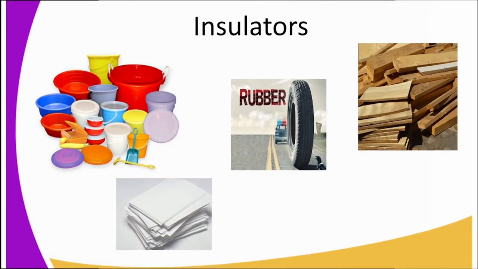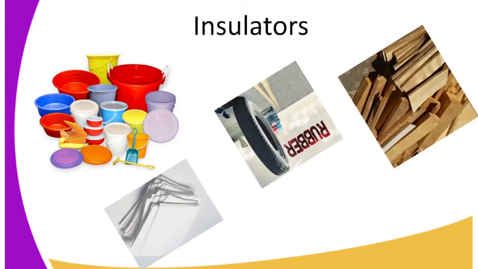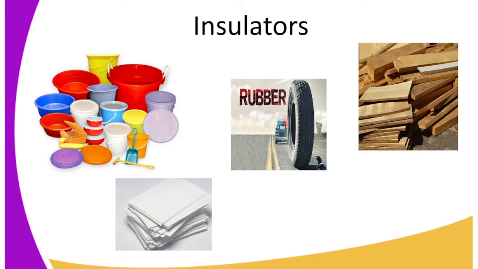Next we have insulators. What are insulators? Insulators are substances that do not conduct electricity. They do not allow electric current to pass through them. So, examples of insulators are plastics. Number 2, rubbers, a piece of wood, and paper.